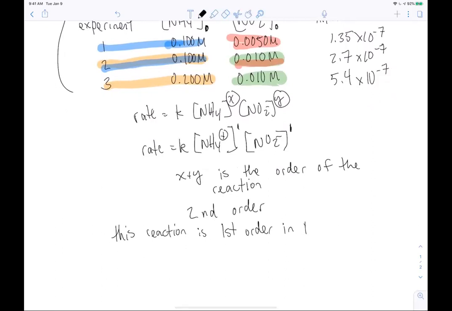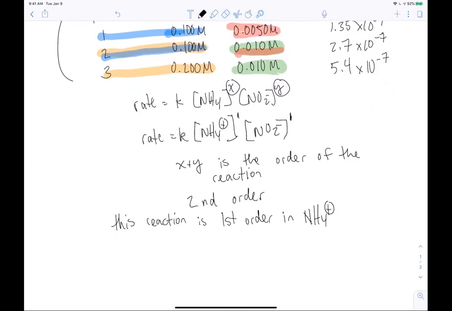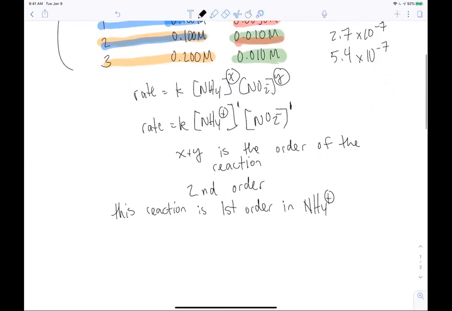So it's first order in ammonium, meaning that for ammonium, it only depends on the concentration raised to the power of one. And it's also first order in nitrite.